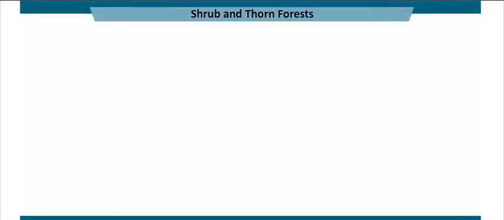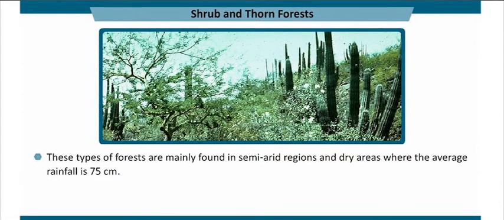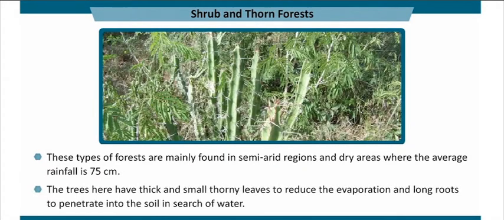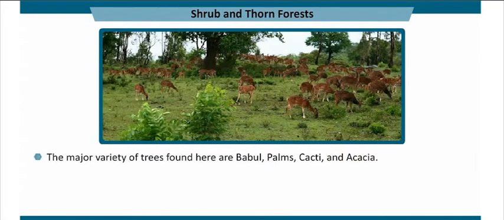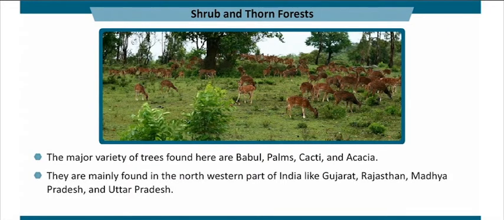Shrub and thorn forests. These types of forests are mainly found in semi-arid regions and dry areas where the average rainfall is 75 cm. The trees have thick and small thorny leaves to reduce evaporation and long roots to penetrate into the soil in search of water. The major variety of trees found here are babul, palms, cacti and acacia. They are mainly found in the northwestern part of India like Gujarat, Rajasthan, Madhya Pradesh and Uttar Pradesh.